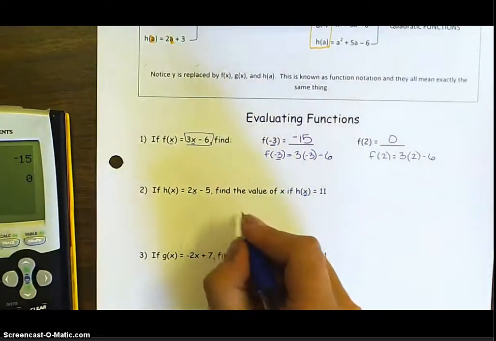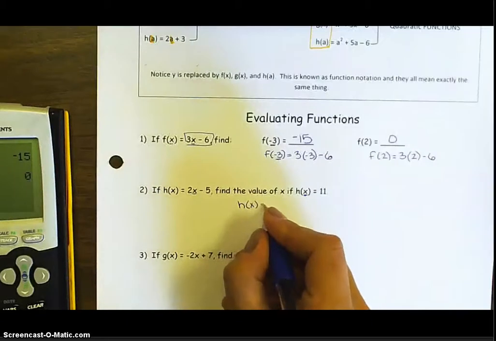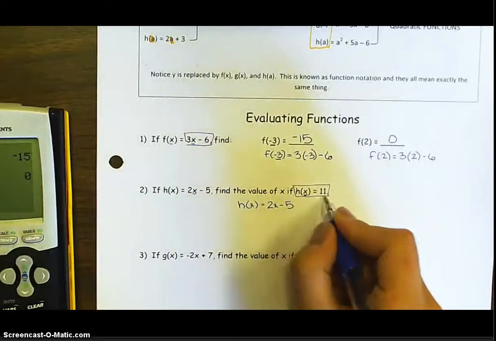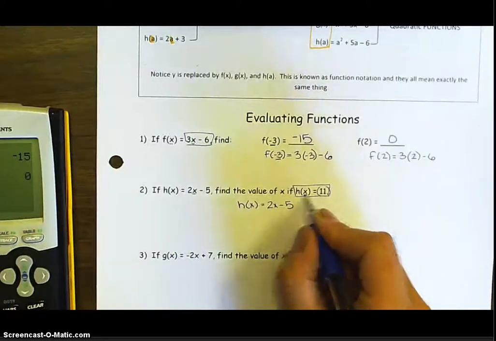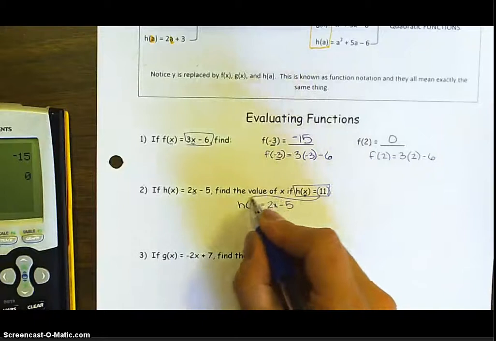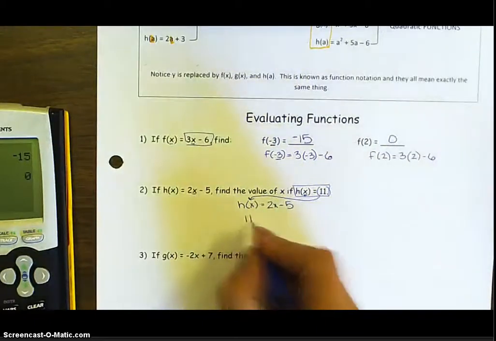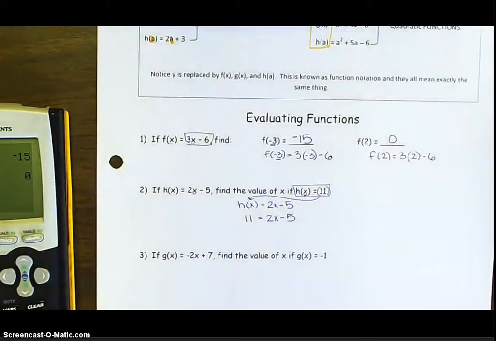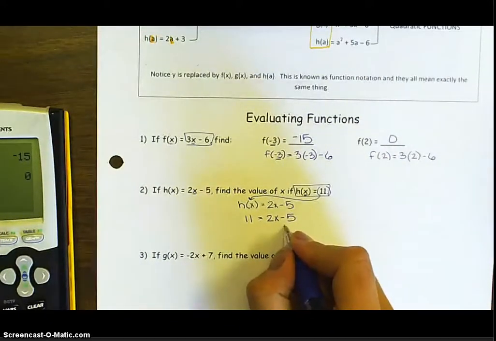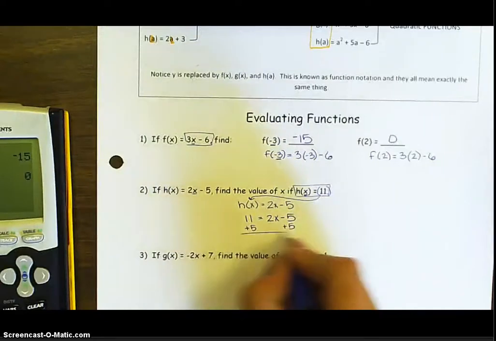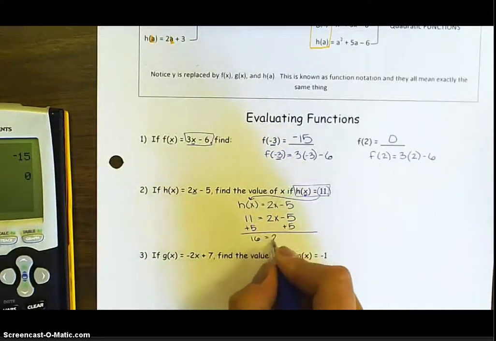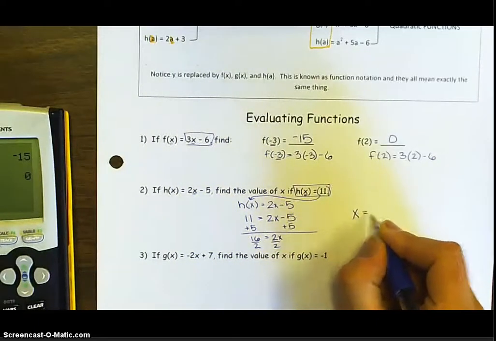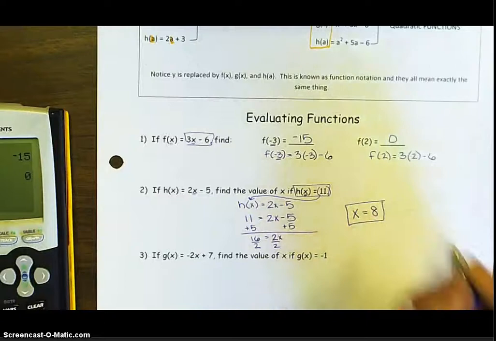So in this case, h of x is equal to 2x minus 5. They just told me here that h of x is equal to 11, so I'm going to replace h of x with 11. I'm going to take this 11, and it goes here. So this whole thing becomes 11 equals 2x minus 5. And now we have to solve for x. So I'm going to add 5 to both sides. So 16 is equal to 2x. Divide both sides by 2, and we get x to be equal to 8. And we were able to find x.